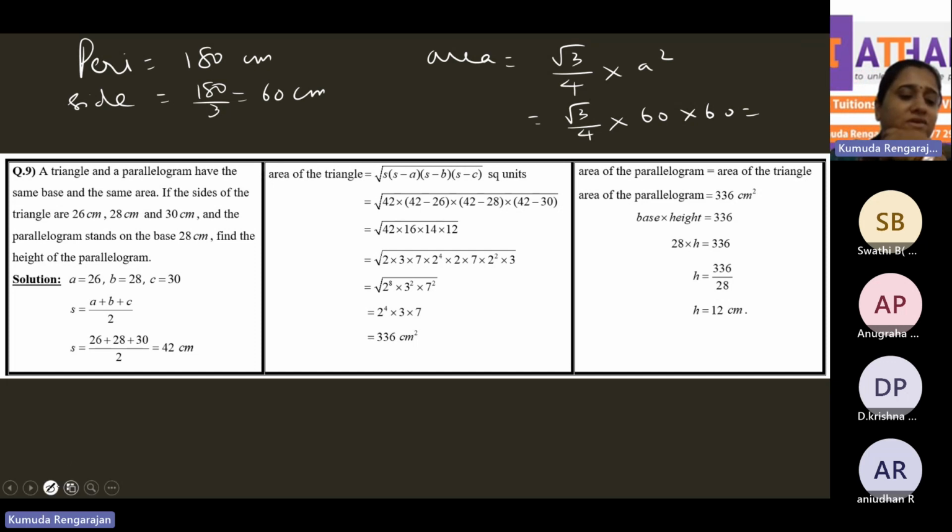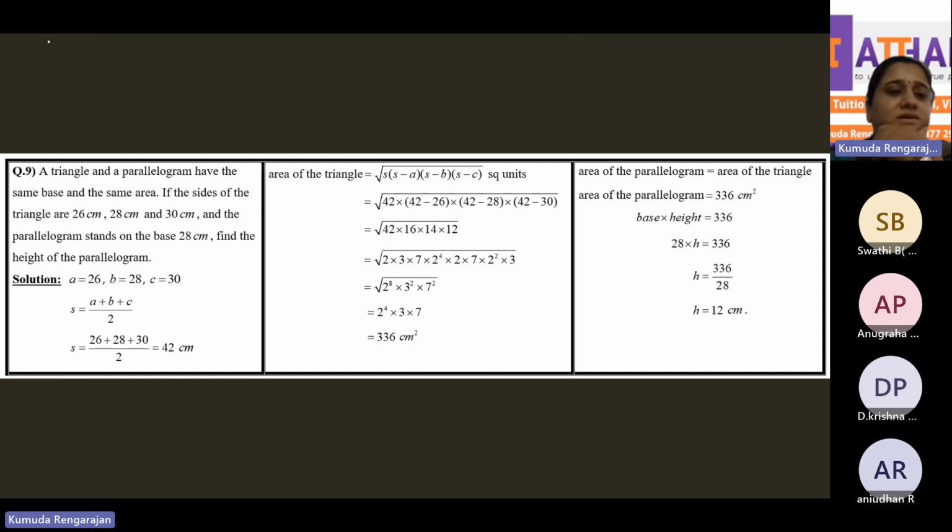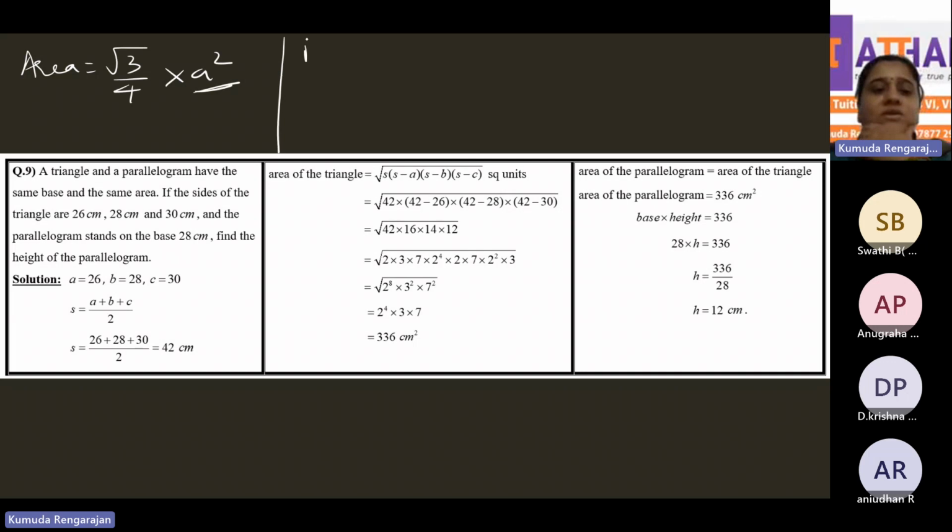In the first part, we have derived the formula to find the area. If you want to find the area of an equilateral triangle, use this formula, root 3 by 4 into a square. What is a? Side of the triangle. Okay, this is over. Now in the second part, what is given? Perimeter is given. How much? 180 centimeters.